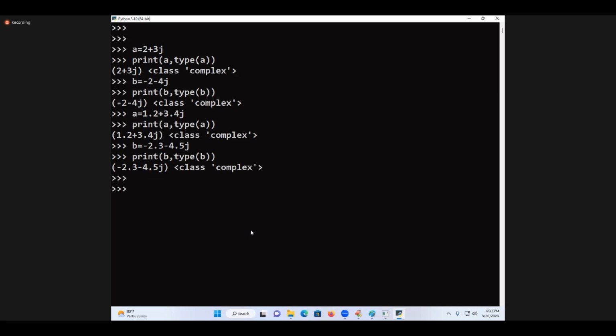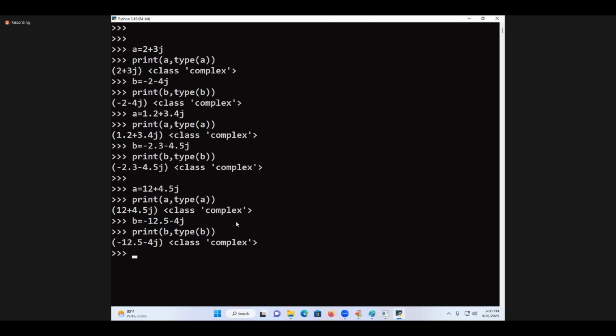Next, I'm going to move further. A is equal to, now I'm taking one more time, 12 plus 4.5j. One integer value and one float value. So print of A is also treated as which type? Complex type. Now I'm taking B is equal to 12.5 minus 4j. And B I will write it, also called as which type? Complex type. Is it understandable?